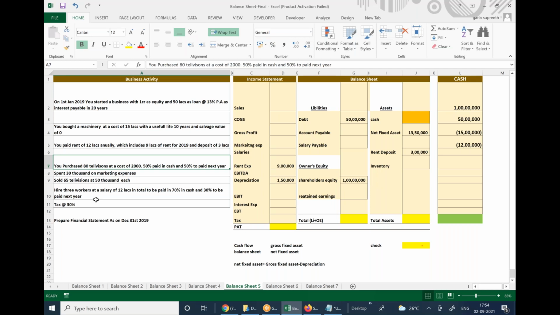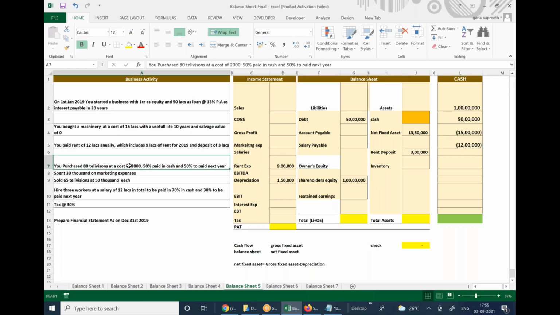You purchased 80 televisions at a cost of, in the rent deposit, it should be 12 lakhs. Not really. See, if you observe here, your deposit is only 3 lakhs. So you have to only go for deposit, is it? That's advance payment, which will come under asset. Whereas you have already done a rent payment, which is an expense, which will come under income statement, which is 9 lakhs. But in cash, totally you have gone 12 lakhs out of your pocket.